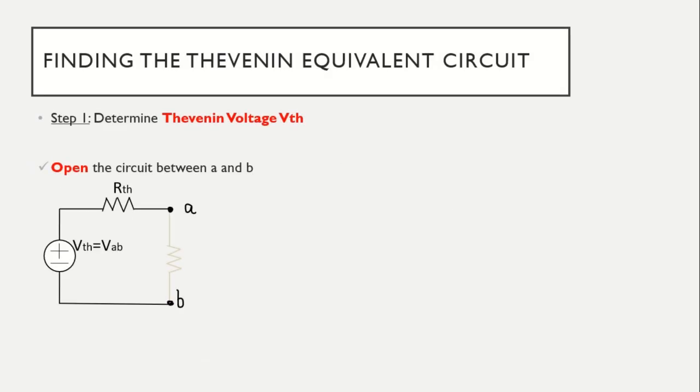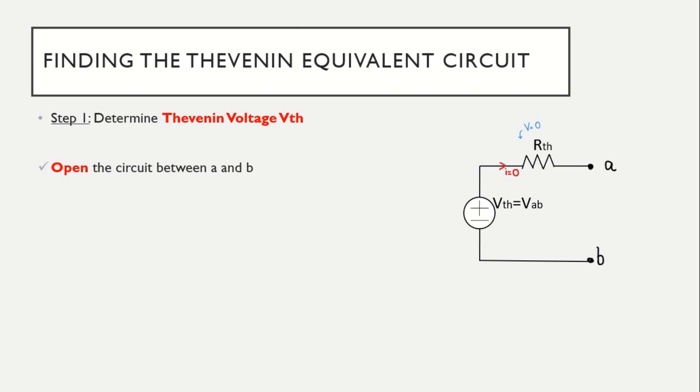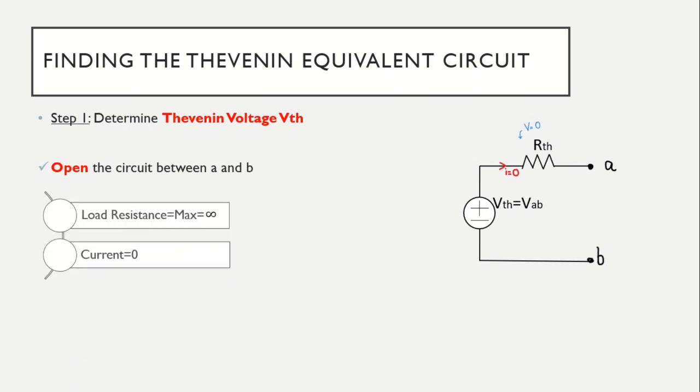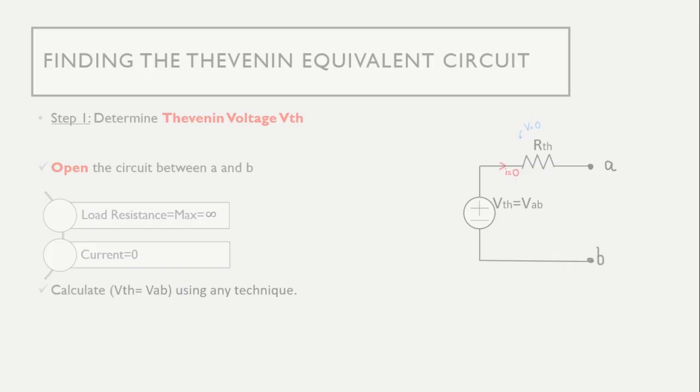How do I find the Thevenin equivalent circuit? First step is to determine the Thevenin voltage, V Thevenin. So if I have an element between A and B, I am going to remove it in order to open the circuit between A and B. Thus, my current is going to be 0 and the load resistance is therefore maximum or infinite. And then I can calculate my voltage drop V Thevenin, which is also VAB, using my circuit analysis techniques.